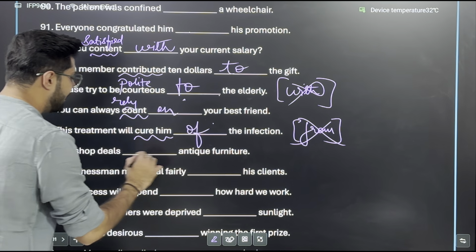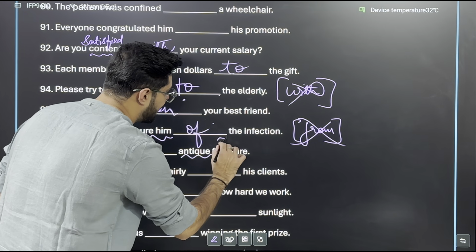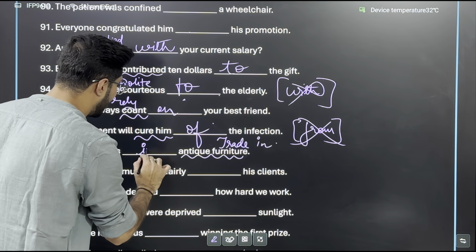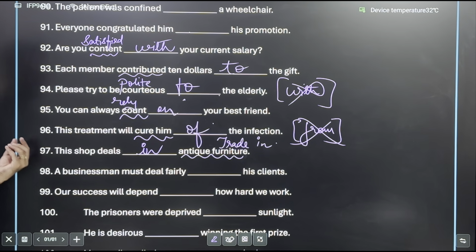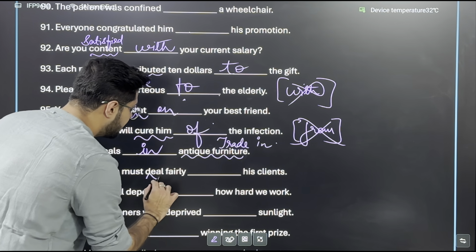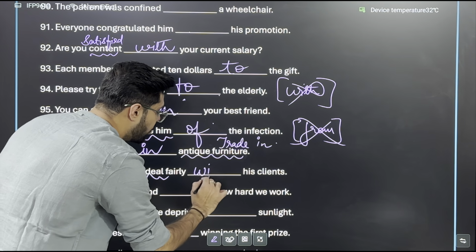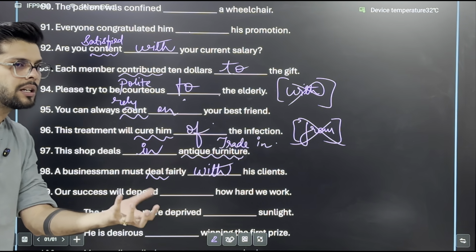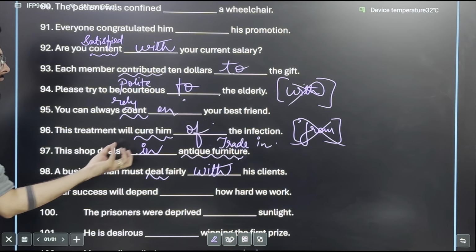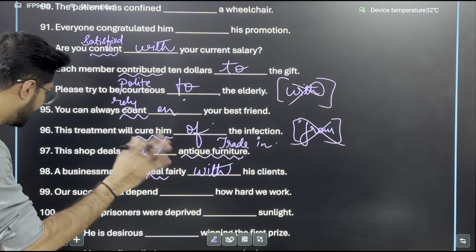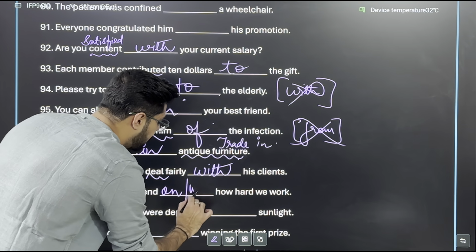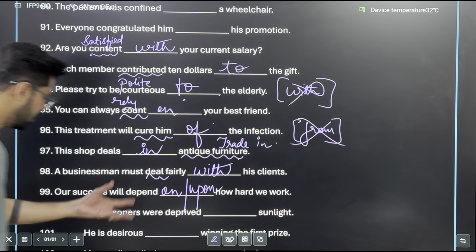This shop deals in antique furniture. Deals का मतलब हो गया trade, and we always trade in. So deals in antique furniture. A businessman must deal fairly with his clients. Deal with a person, like deal in a particular manner with a person, but then you trade in a particular commodity. Please remember that. And our success depends on, upon how hard we work.